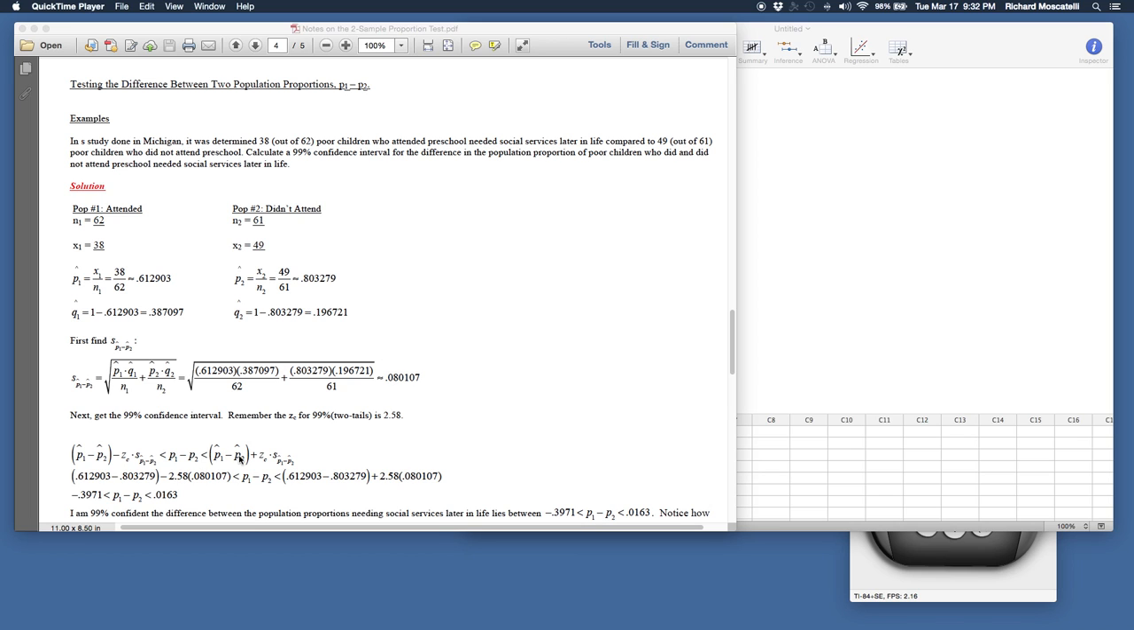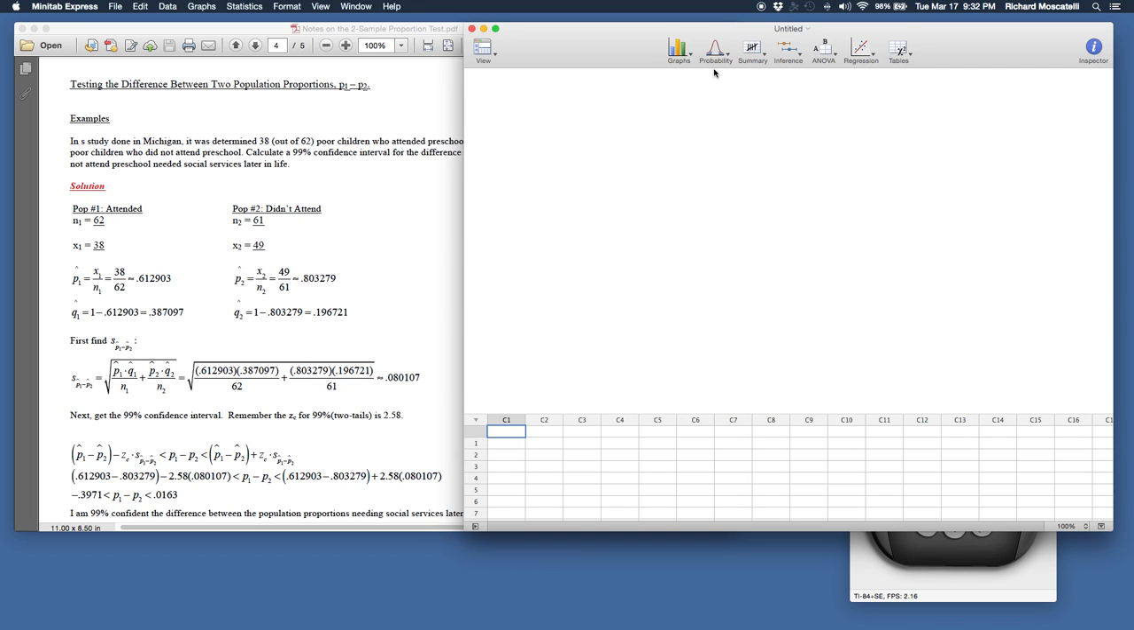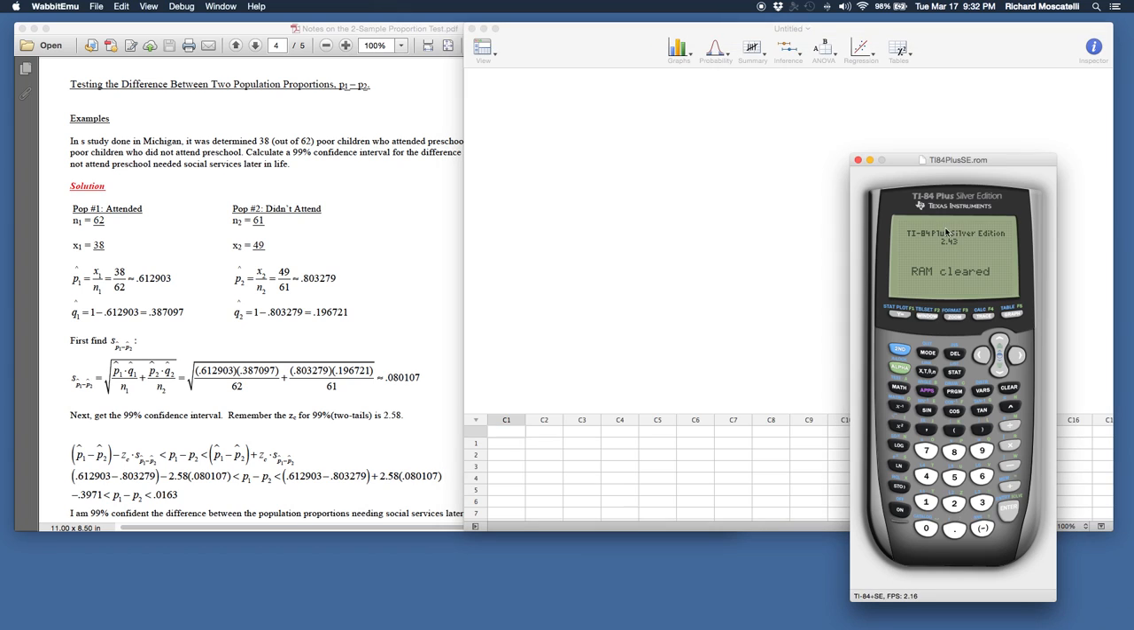What I'd like to do right now is show you how to work this question in both Minitab Express and in the TI graphing calculator. Actually working these questions in statistical programs such as Minitab, or with a calculator, it's really pretty fast. You just have to basically input the information and it crunches all these values for you.